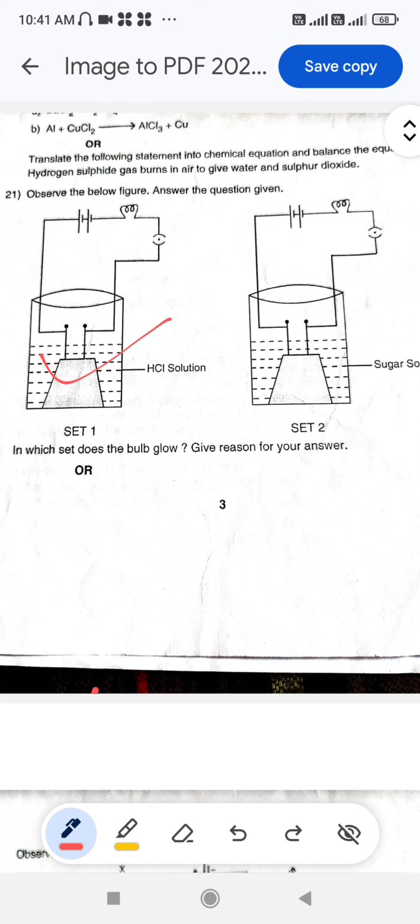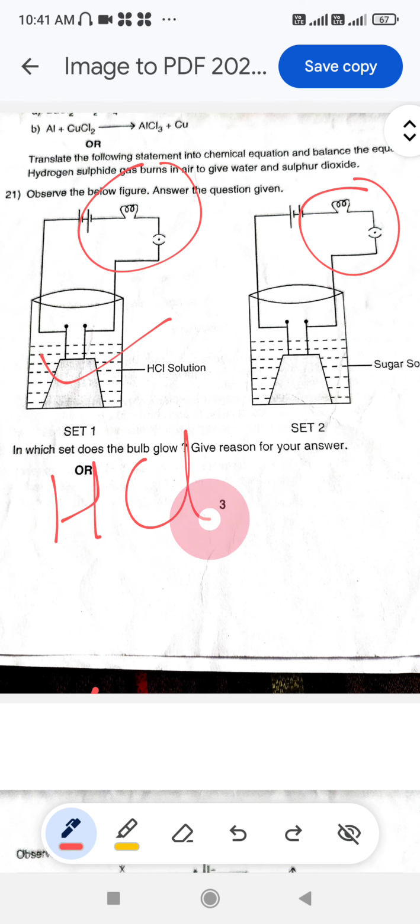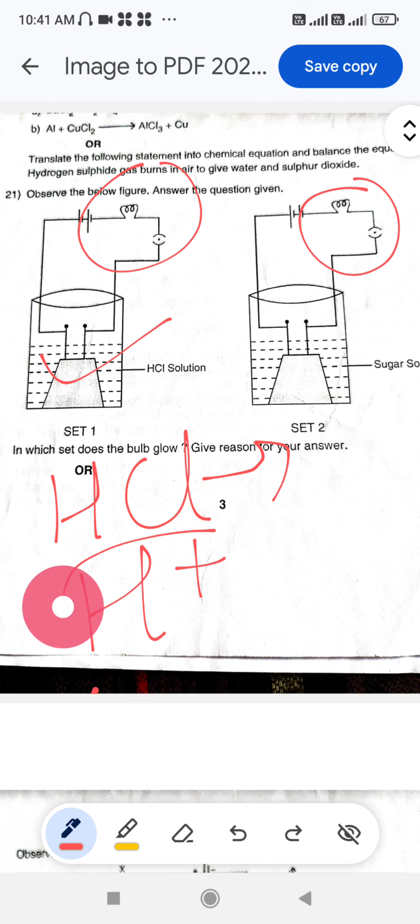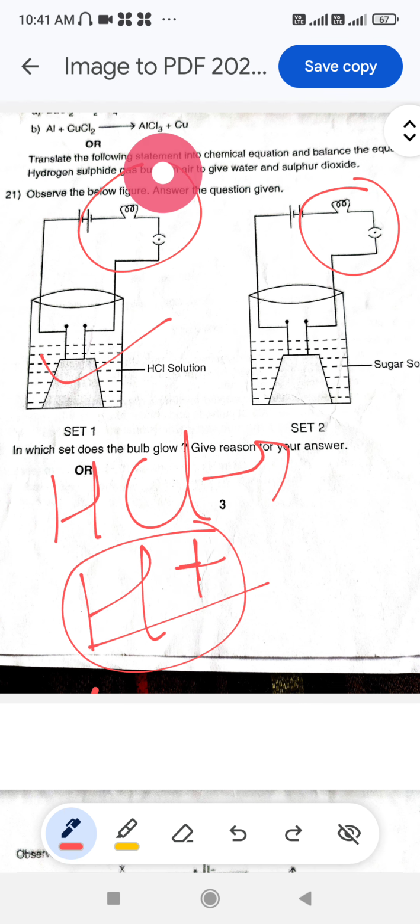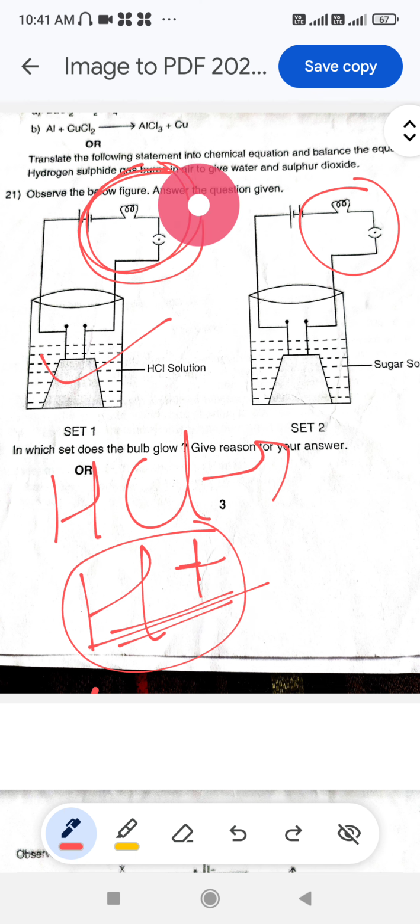Why will the bulb glow only in set 1, and not in set 2? Because HCl is a strong acid and it produces H plus ions. These H plus ions are responsible for the acidic property; due to H plus ions only, HCl shows acidic characteristics. These H plus ions, or hydronium ions, allow the electric current to pass through, and that makes the bulb glow.